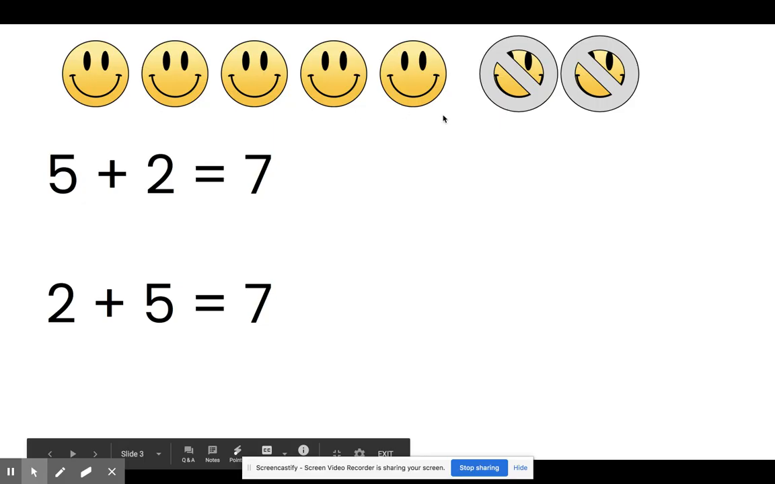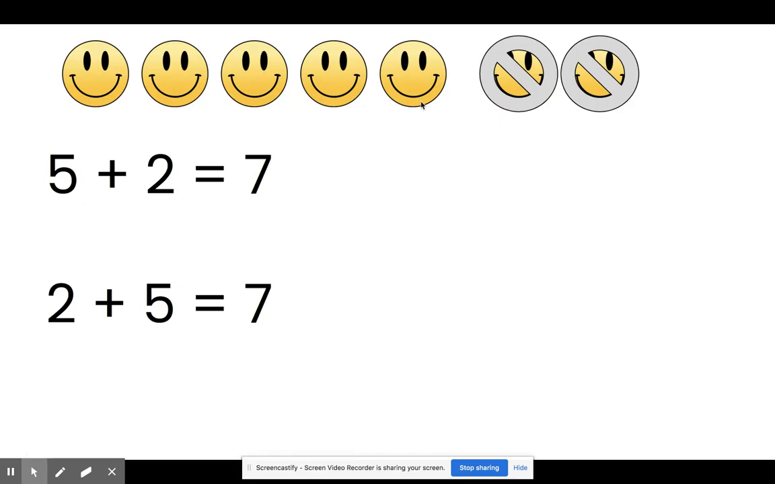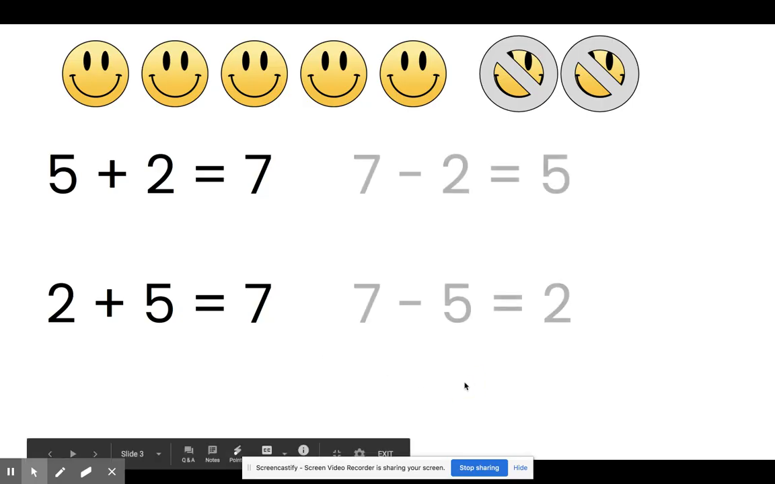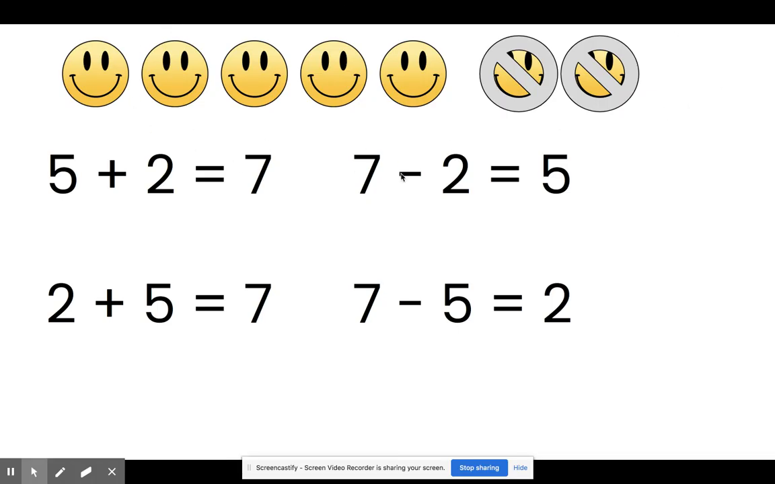Maybe some of you came up with one of these. Maybe you said, well, I see 5 smiley faces without a line through them, and I saw 2 more with a line. So 5 plus 2 equals 7. Or maybe you flipped it and you said, I see 2 that have been crossed out and 5 that haven't, and that equals 7. Maybe some of you even thought along the lines of subtraction. Well, there's 7 smiley faces and 2 of them have been crossed out. That equals 5. Or maybe you thought there are 7 smiley faces and 5 are still remaining, so that means 2 have been crossed out.